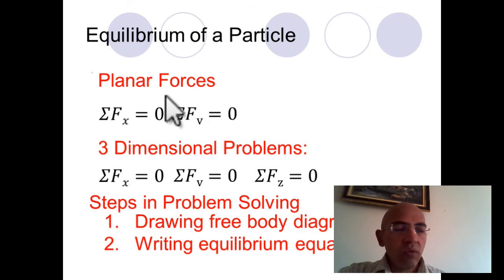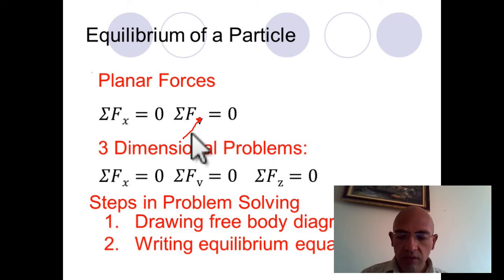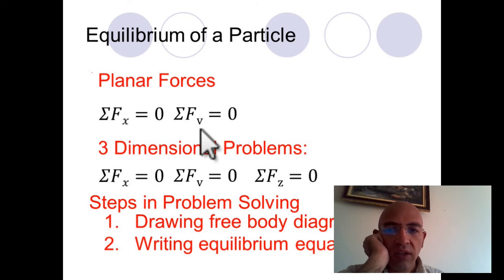Okay. Now we may have different types of problems, but in case of planar problems, so basically two-dimensional problems, we have two equilibrium conditions. First, the sum of the forces in x direction has to be equal to 0. Now the second is the sum of the forces in y direction. Sorry, let me delete it. So we have the sum of the forces in y direction has to be equal to 0.